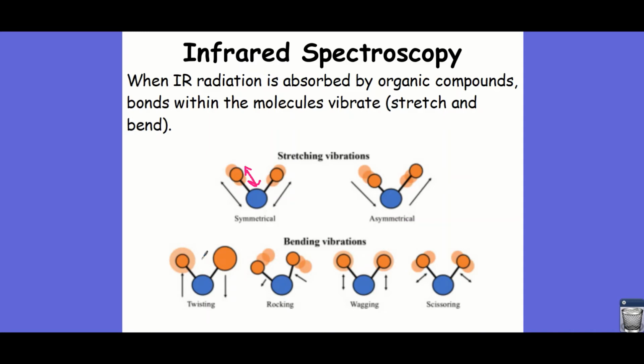Twisting, where your whole molecule is twisting backwards and forwards. It might rock. It might do a scissoring action. There's a whole load of different ways that bonds within a molecule can move. Remembering it's a bit more restricted with double bonds, but certainly single bonds can move in all sorts of different ways.